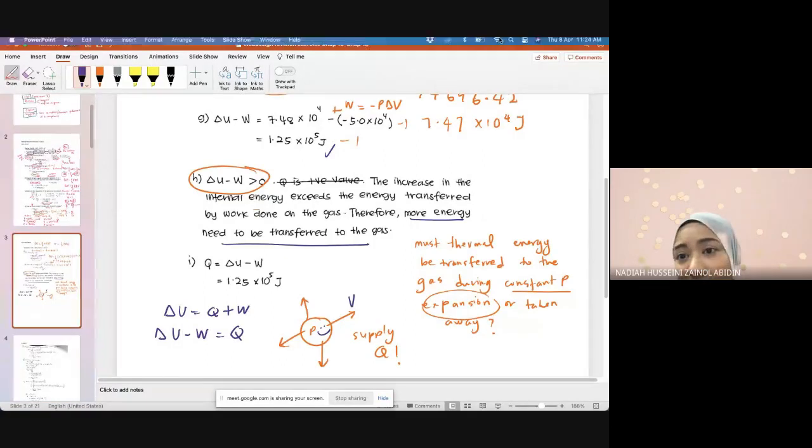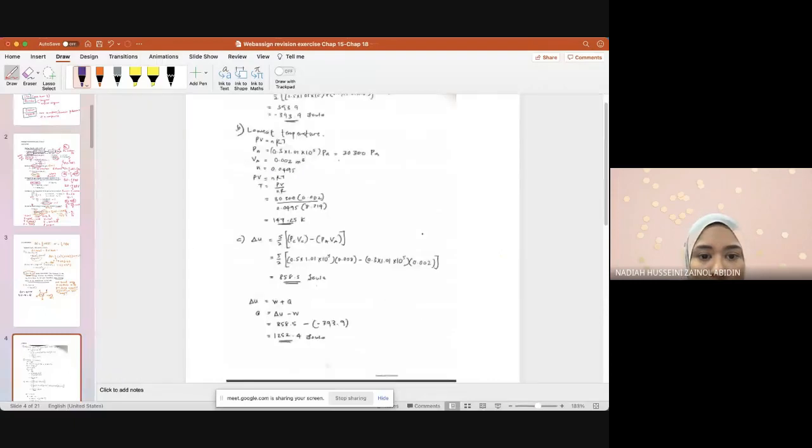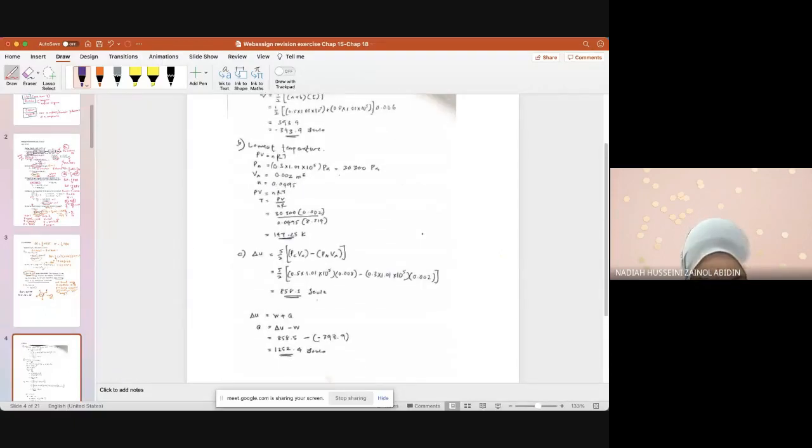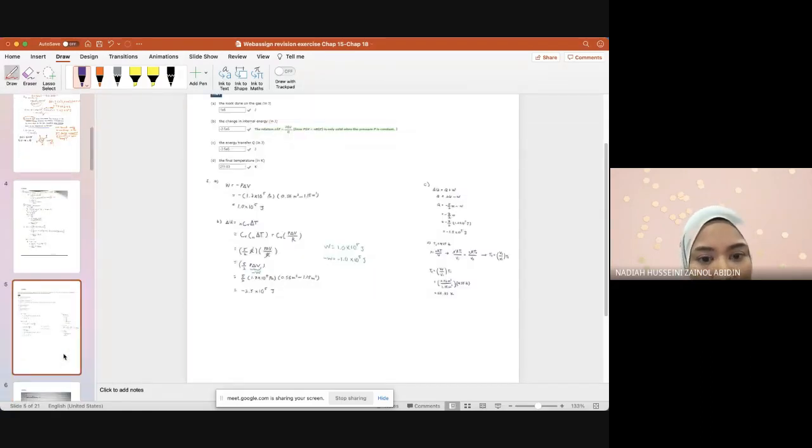Wow, baru satu soalan, dah 20 minit. Okay, moving on. Okay, soalan nombor 2. Should I go to chapter 16 terus? I think I'm going to tackle one question from each chapter sebab saya takut tak sempat. Tapi nanti jawapan ni akan diberi kepada kelas.